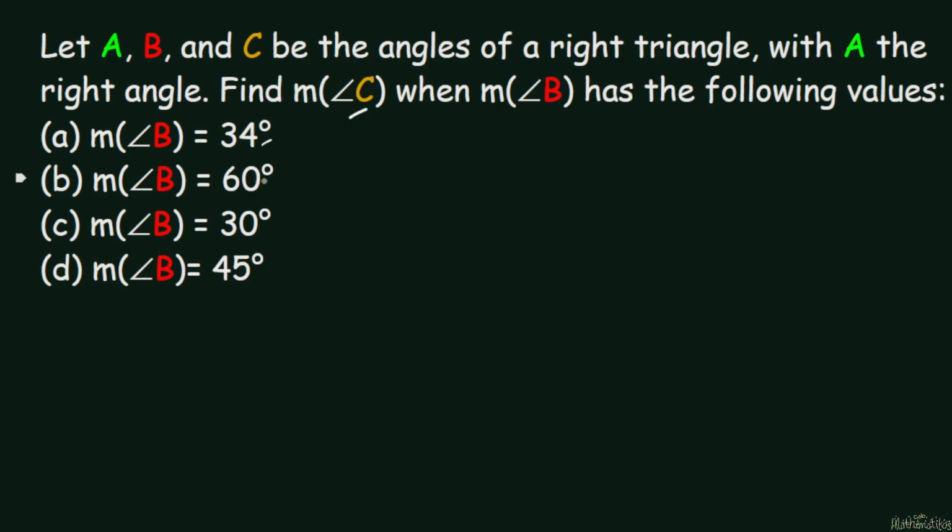B, your angle B is equal to 60. And C, 30. And lastly, 45. So we'll write, or we will draw the triangle here.